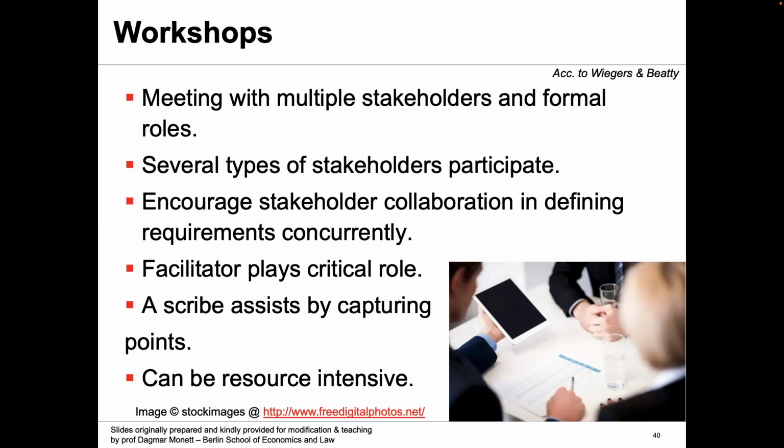I don't think an interview would be a good option. So when you have a lot of unknowns involved, you may like to arrange a workshop where you collect all of these stakeholders together for a certain time period, like 2 to 3 hours, and there you ask them for an in-depth requirement of the crime tracking app. So: meeting with multiple stakeholders, encouraging stakeholder collaboration, and defining the requirements concurrently.